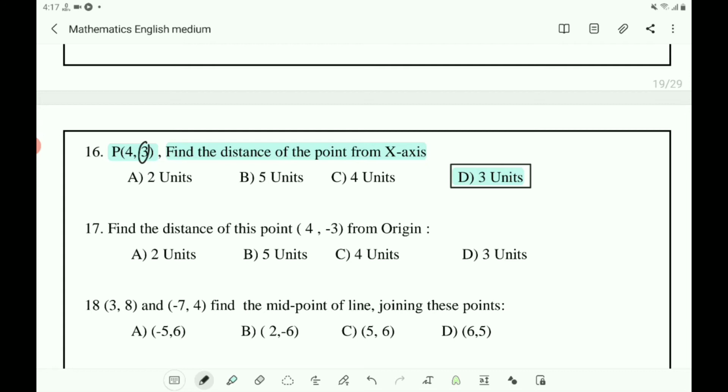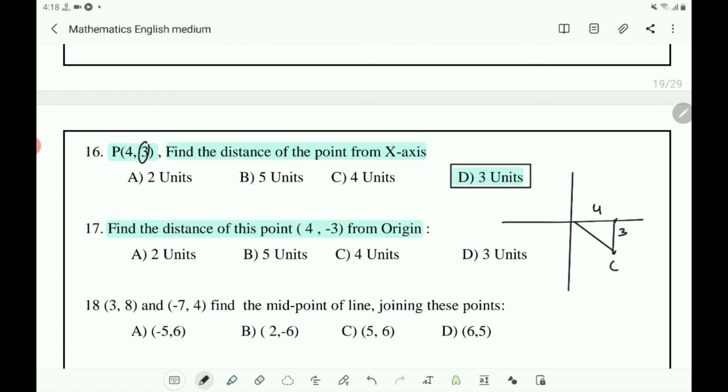Next you take question number 17. Find the distance of the point 4, minus 3 from the origin. Here if you take the origin, the point 4, minus 3 comes in the fourth quadrant. The distance from the origin is what we have to find out, and you know that this is 4 and this is minus 3. So the distance you can take as 3.